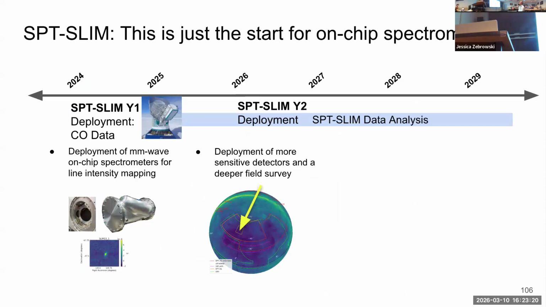So that's sort of the status of SPT-SLIM. We had a deployment with our CO data 2 years ago. We had these first light images, and hopefully next winter, we're going to be able to deploy some more sensitive detectors and do a deeper field survey.